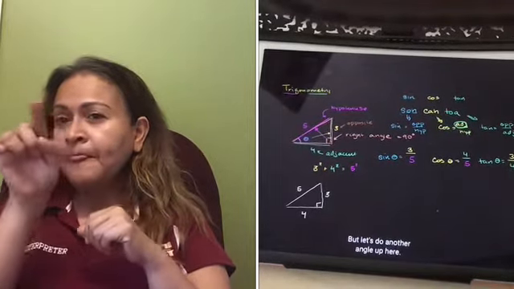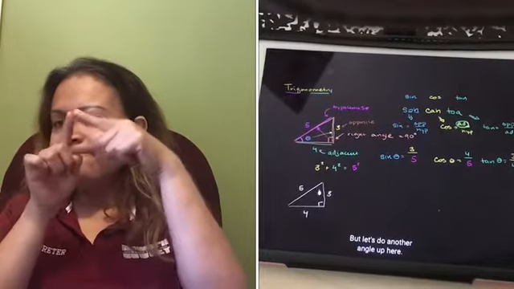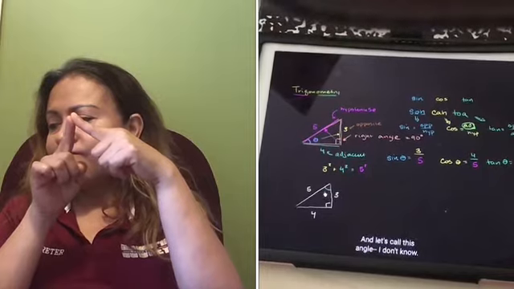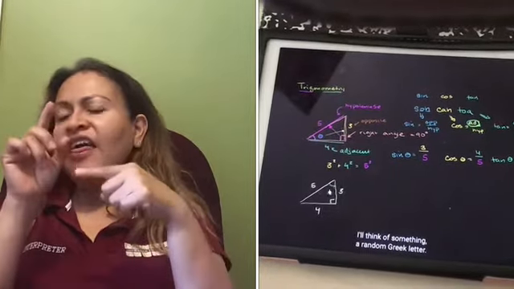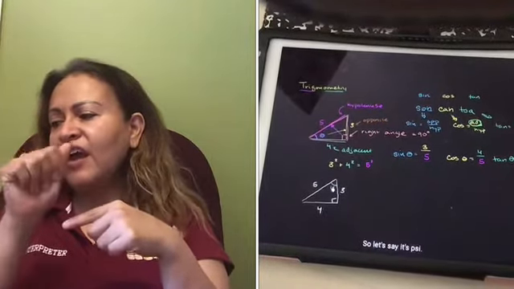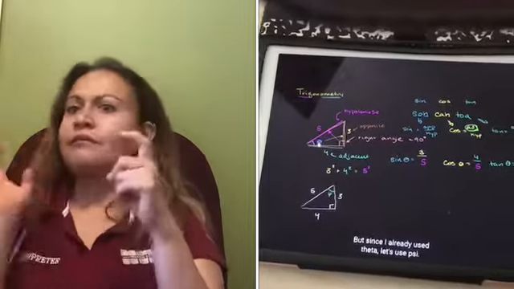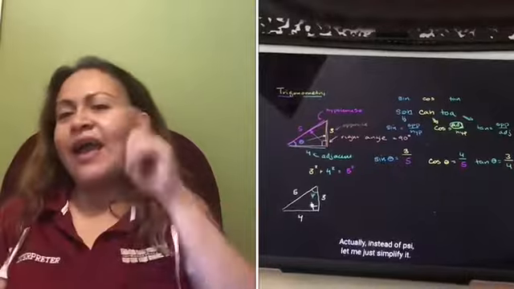And let's call this angle, I don't know, a random Greek letter. So let's say it's xi. I know it's a little bit bizarre. Theta is what you normally use, but since I already used theta, let's use xi. Actually, even instead of xi, let me just simplify it. Let me call this angle x. So let's figure out the trig functions for that angle x.